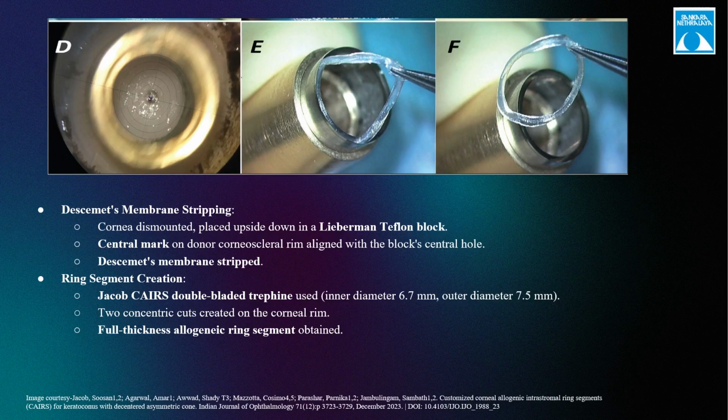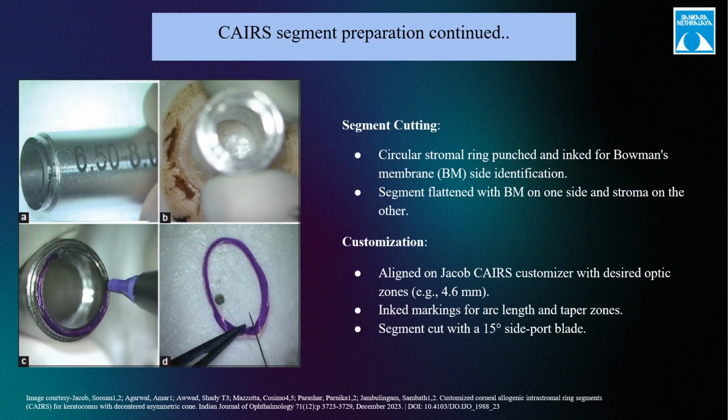Then we have Descemet's membrane stripping. The cornea was dismounted and placed upside down on a Lieberman Teflon block. Central mark was done, aligned with the block center. And then we did the ring segment creation, for which we use the double bladed trephine. Over here, she has written the inner diameter as 6.7 and outer as 7.5, which can also be customized. Now, 2 concentric cuts were created on the corneal rim and a full thickness segment was obtained. Let us go through this in a more detailed way, how the segment was prepared.